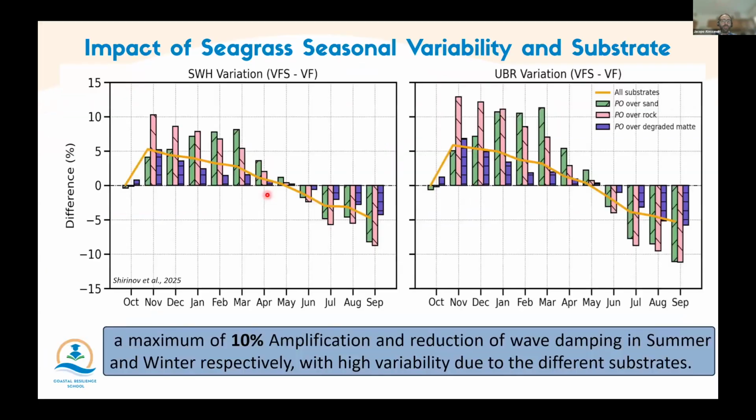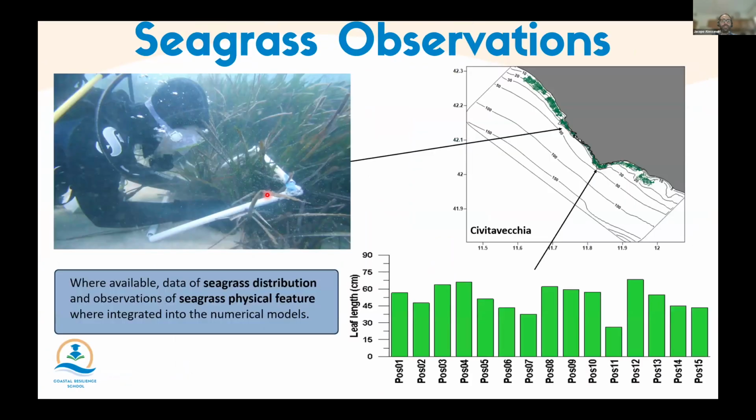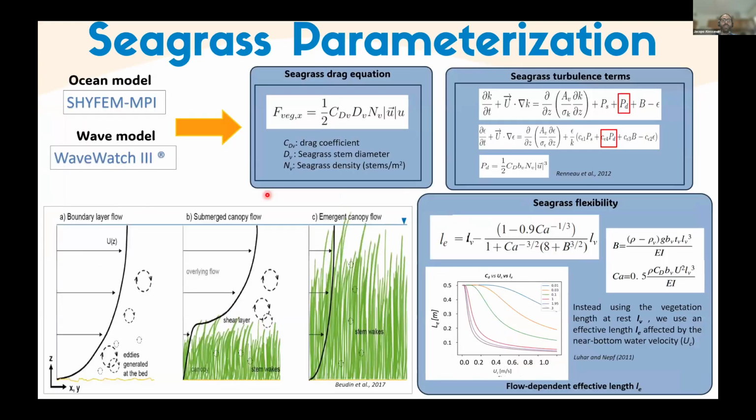Okay, well, let's come back here. So the seagrass implementation is based on these equations. That is a common drag equation that is used in many models, and it's not specific for seagrass. This is just for any object that generates a drag in the water.